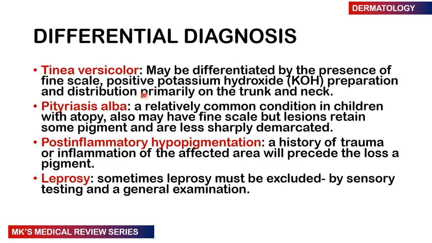Sometimes you get a positive potassium hydroxide test, and the distribution is primarily on the trunk and the neck. You may have pityriasis alba, which is a relatively common condition, especially in children that have atopy, and you may get these fine scales, but often these lesions are going to retain some pigmentation and it's less sharply demarcated as opposed to vitiligo. Then you may sometimes get this post-inflammatory hypopigmentation, which is often associated with trauma or inflammation of the affected skin, and this inflammation will be preceding the loss of the pigmentation in that area.